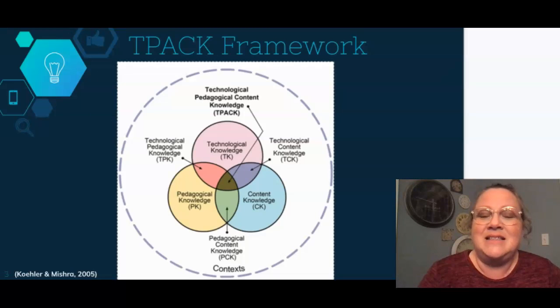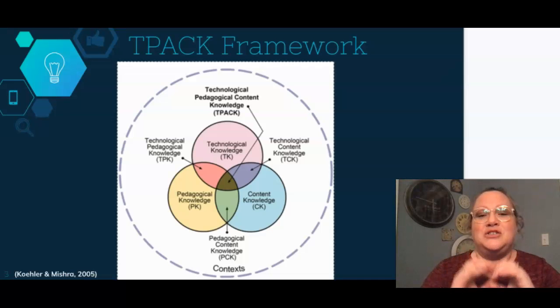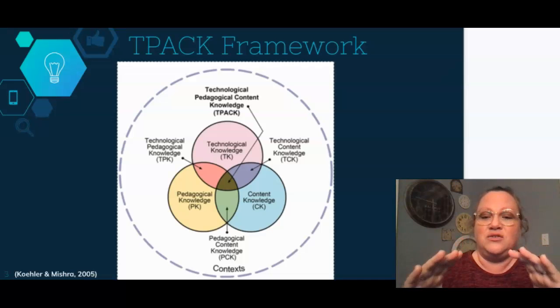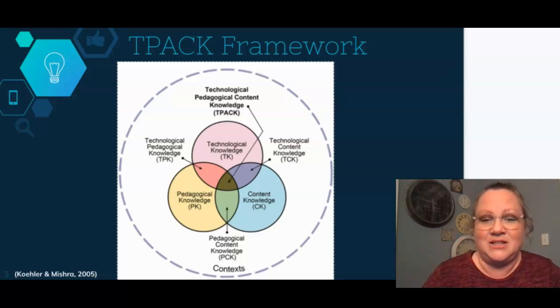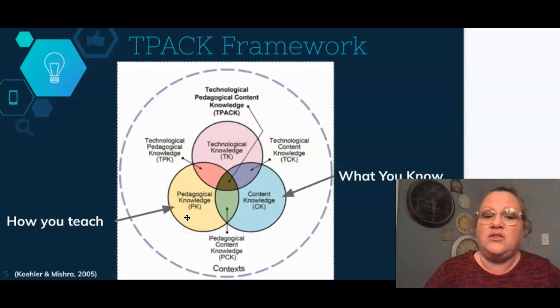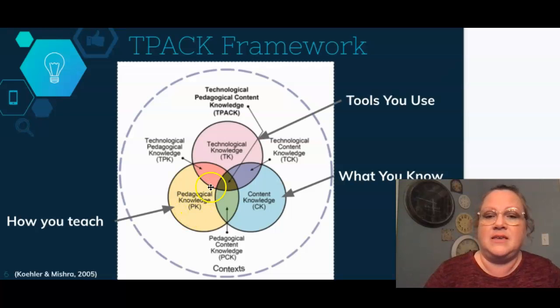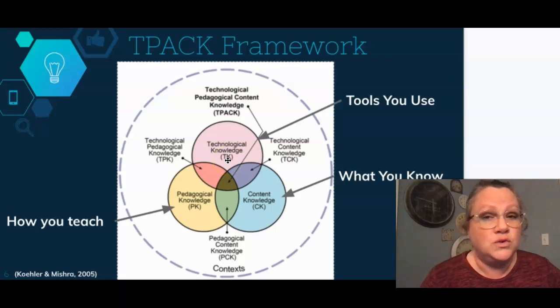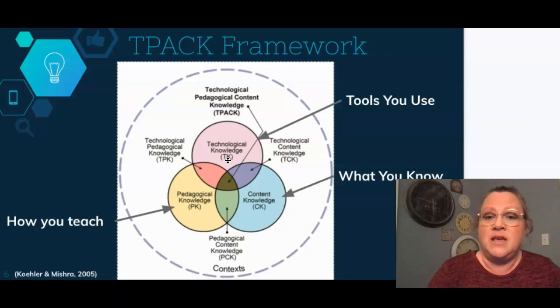Each of the 3 domains in the TPACK framework are represented by a circle, and the large outer circle represents the context of your classroom. Let's start with content knowledge. Content knowledge is what you know about your subject area. Pedagogical knowledge is how you teach. How do you teach? What strategies do you use in your teaching? Technological knowledge are the tools that you use, the technology tools you use. Now, each of us know how to use different technology tools, and we use them regularly in our teaching.